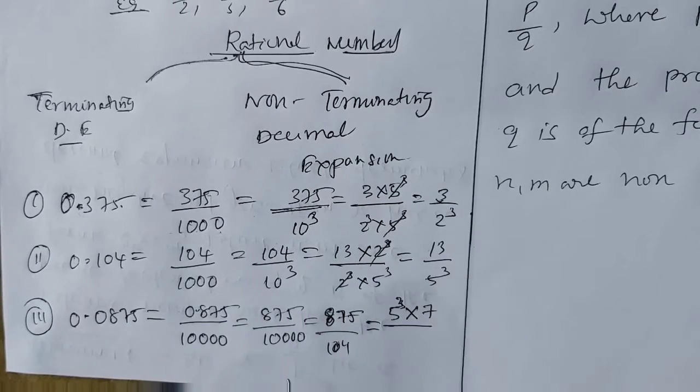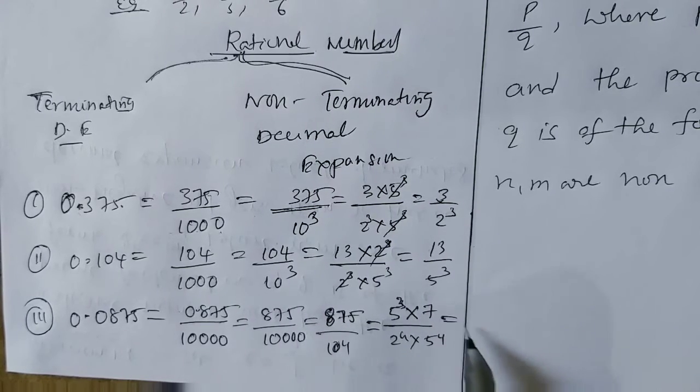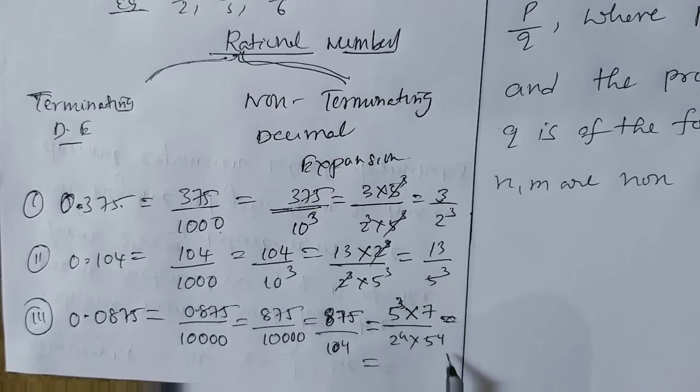Now you can write one more: 10 power 4 means (2 into 5) whole power 4, that means 2 power 4 into 5 power 4. Now here 5 power 3 and 5 power 7. How can you cancel here? See, 5 cube and 5 power 4. Here 5 cube is common, so that 5 cube cancels.